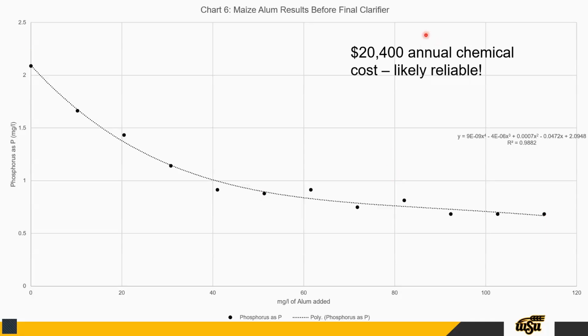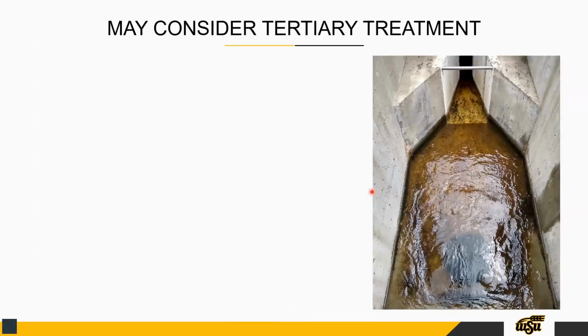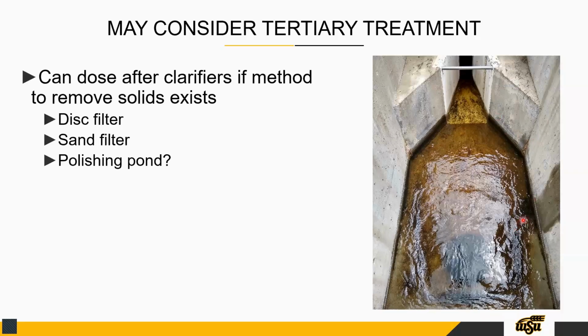Alum was actually cheaper, and it does seem to get more towards 0.7 rather than 1 at the low end of the higher dosing of testing. So you may also want to be considering tertiary treatment. So here's plant effluent leaving. Somewhere in here, you would dose chemical, and then there would be another step, in which case you would probably end up with a disc filter type of system. That seems to be what is going in for tertiary treatment these days.